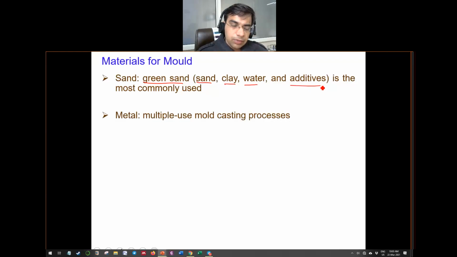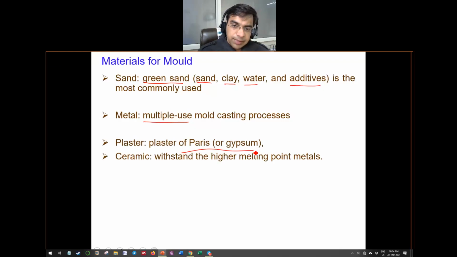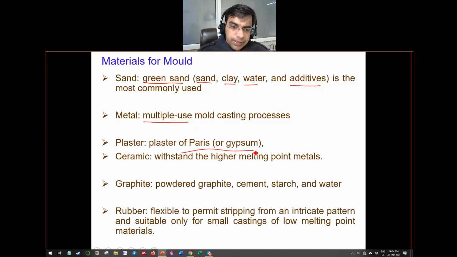Then there are metal-based molds. As the name itself indicates, these molds are made up of metals. These are used for multiple use, meaning we cannot use them a single time, but for multiple uses. Then plaster of Paris or gypsum are also used in special casting processes. Ceramics are also there, and graphite and rubber are also used in some of the low melting point castings, but most commonly it is sand which is used as a molding material.